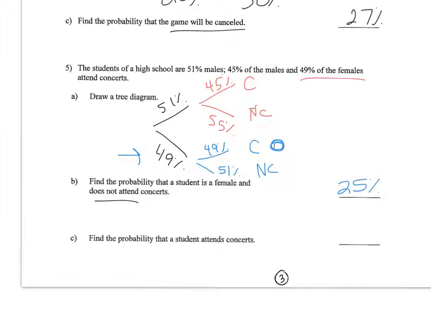And then C, find the probability that a student attends concerts. So I'm going to do the concerts. I'm going to add these two up. So I'm going to do 51% times 45%, and I'm going to add it to 49% times 49%. So there's a 47% chance that a student at that high school attends concerts.